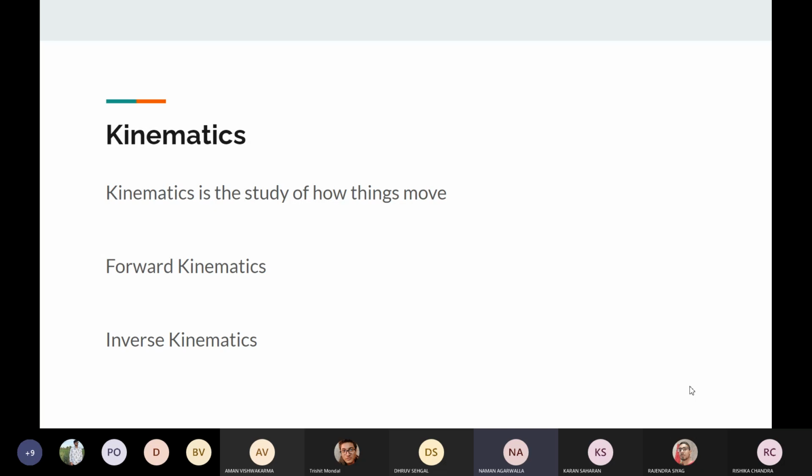Basically, kinematics is divided into two parts, forward and backward. I'll explain these terms to you in a few minutes. Let me go on to the next slide. Next slide, please.